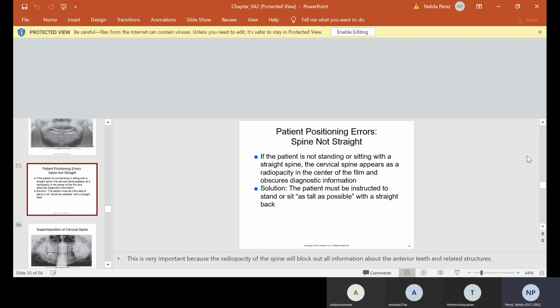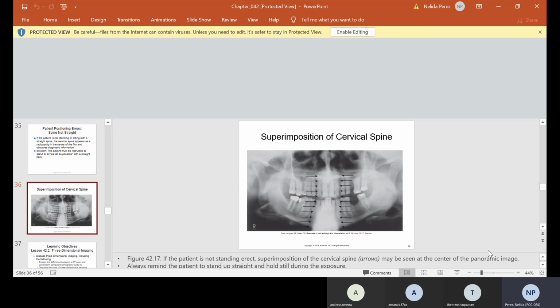Now, here's some more positioning errors. If the patient is not standing or sitting with a straight spine, the cervical spine appears as a radiopacity in the center of the film and obscures diagnostic information. So, what's the solution? The patient must be instructed to stand or sit as tall as possible with a straight back, because if not, this is going to happen. The cervical spine superimposes on the panel, and that's what these arrows are showing you. So again, what is it doing? Blocking out the anterior. So this is showing a horrible x-ray also.